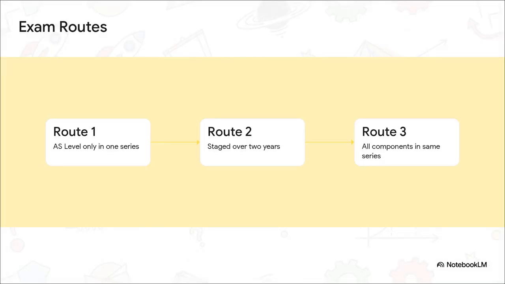Logistically speaking, Cambridge gives you 3 different routes to get your qualification. Route 1 is taking the AS level only, so just the first half of the course. Route 2 is the staged route. This one is super popular. You take your AS exams in year 1, and then you carry those results forward to finish your full A level in year 2. And then there's Route 3, the marathon, where you take all the AS and A level components in the exact same exam series. Figuring out which route your school is taking really helps you pace your studying right from day 1.